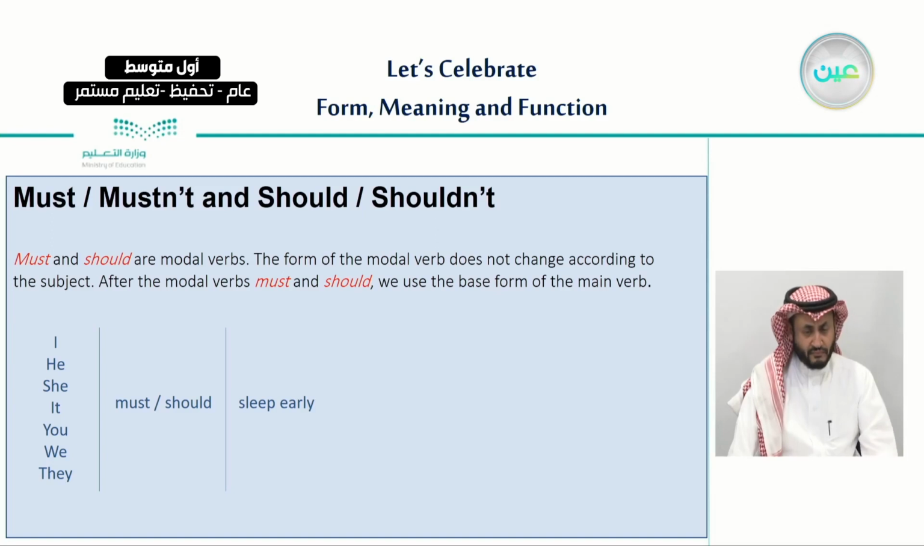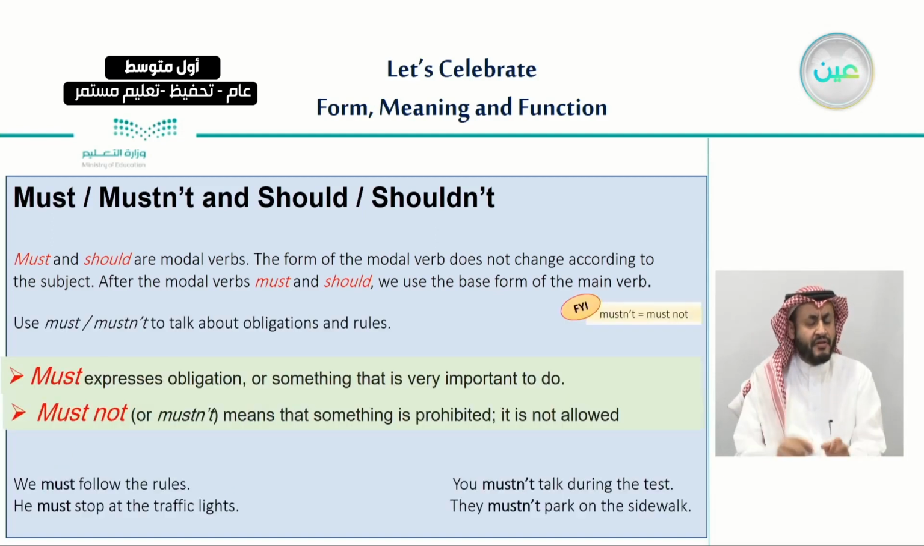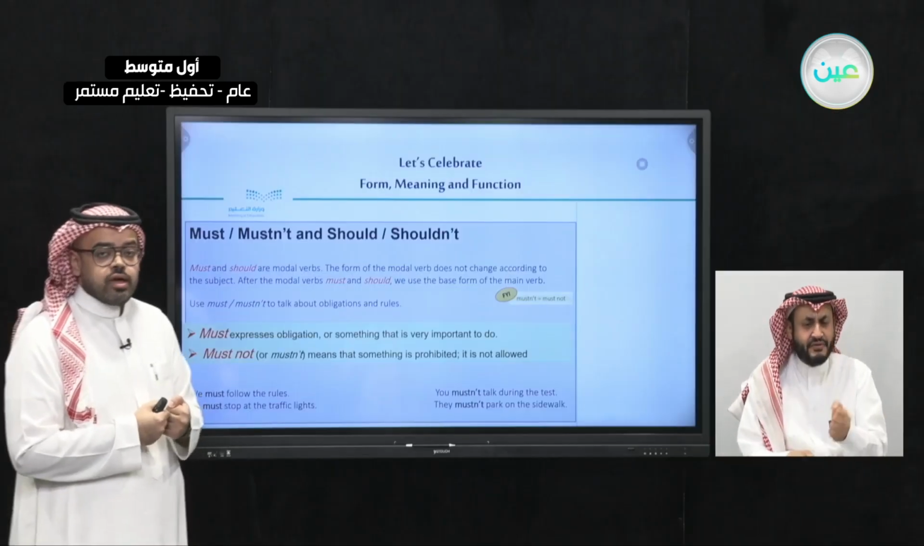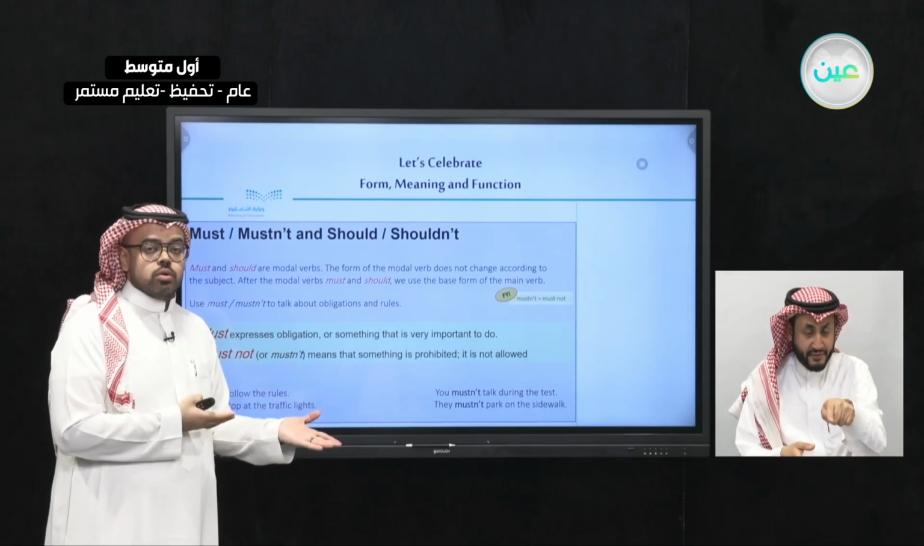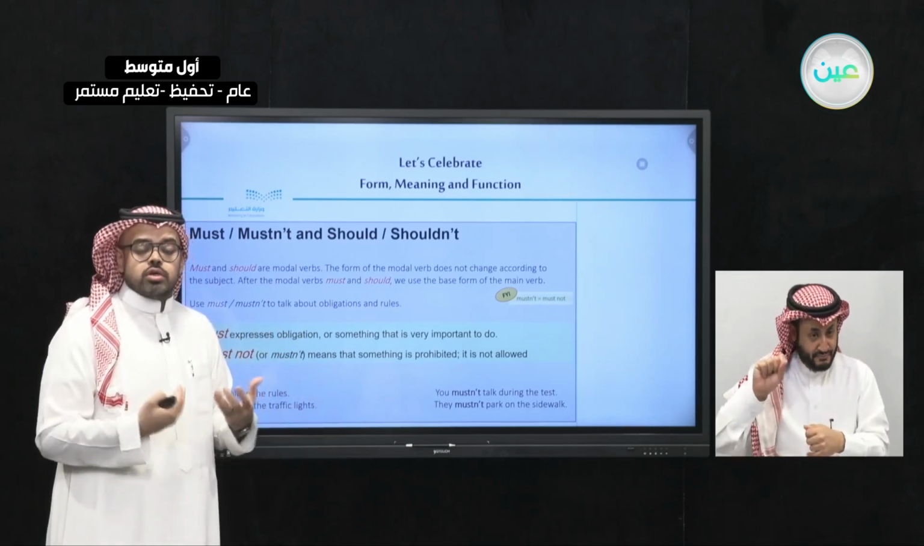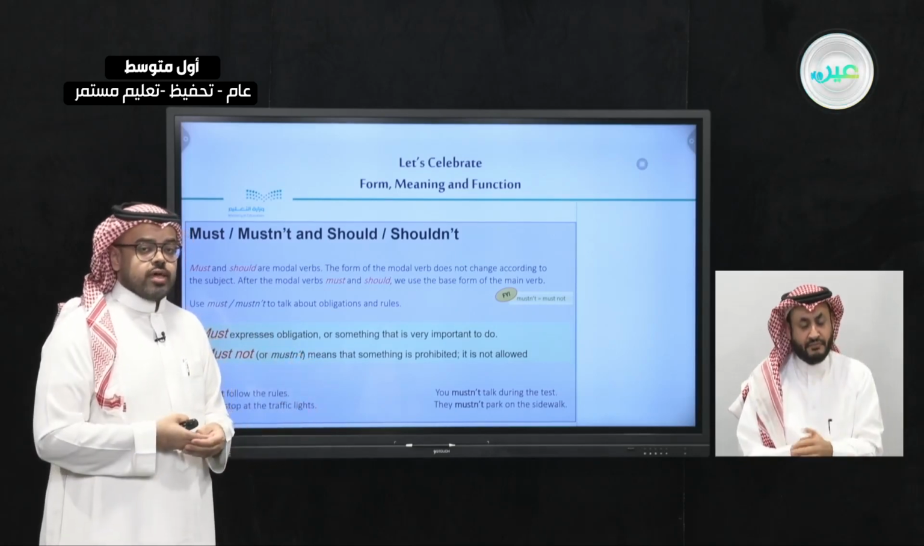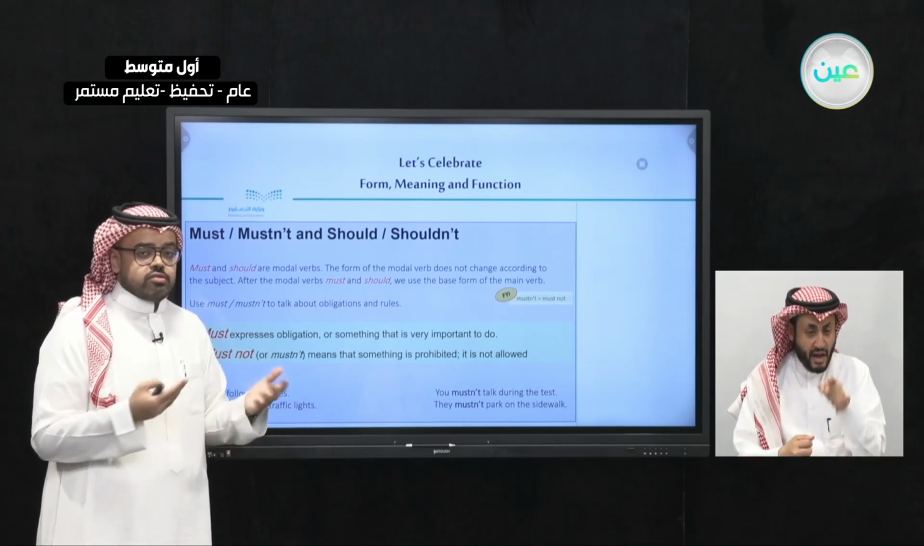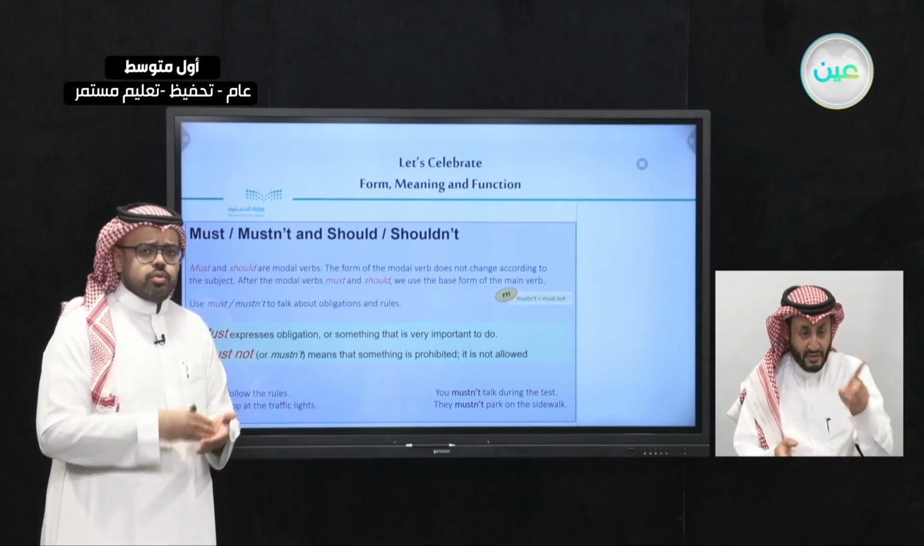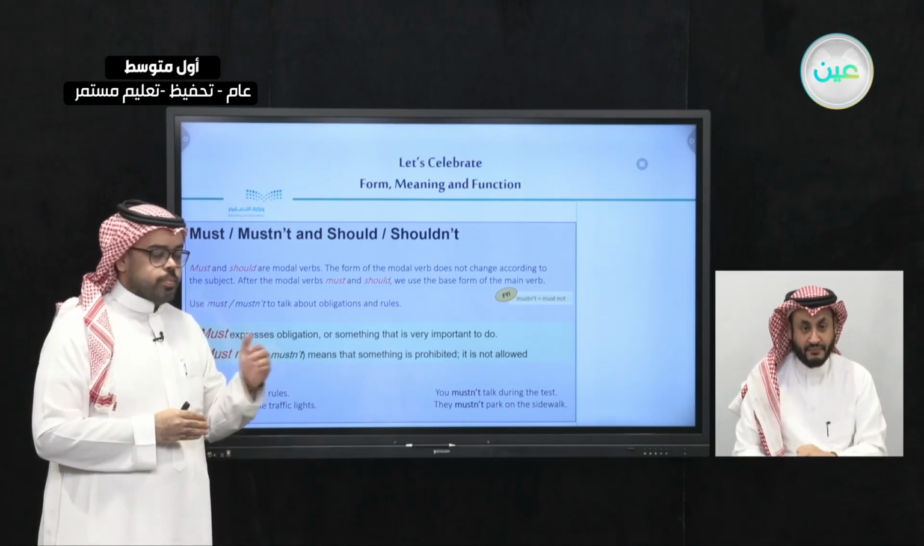Now, let's talk about further details about must. So here, we use must or must not to talk about obligation and rules. What do you mean by obligation? Obligations are the things that are very important to do and very important to commit to. For example, when we say you must go to school, because school is very important, it's a very necessary thing to do. Also, when we say that you must obey the speeding limit, it is very important, it's very necessary that you obey the speed limit.